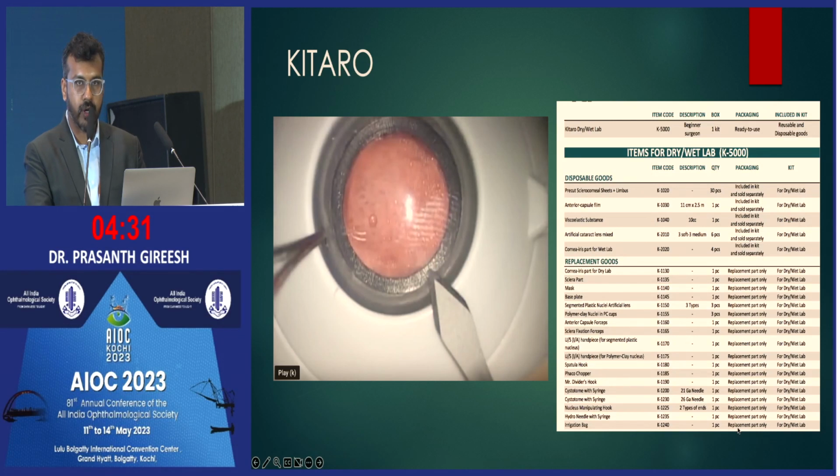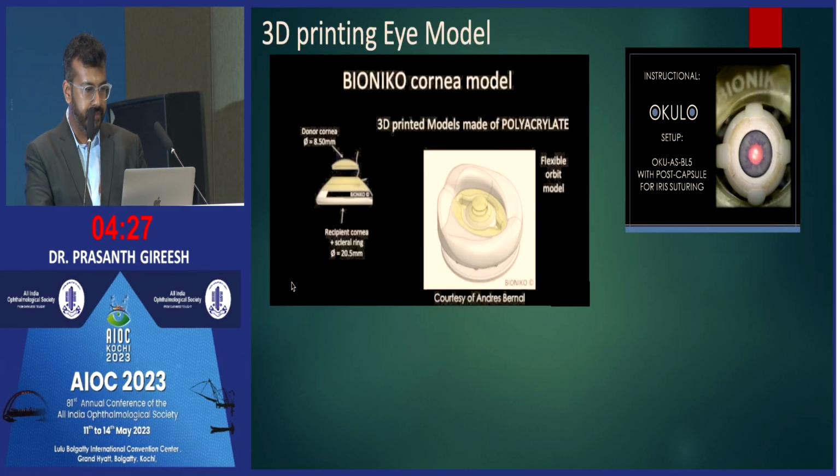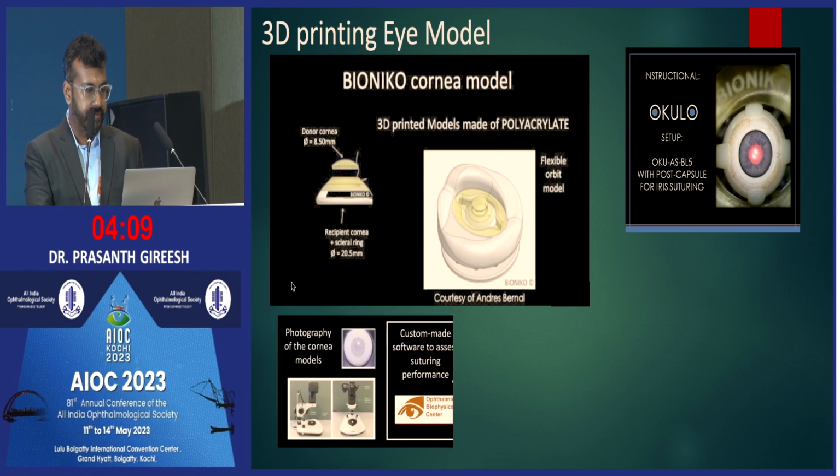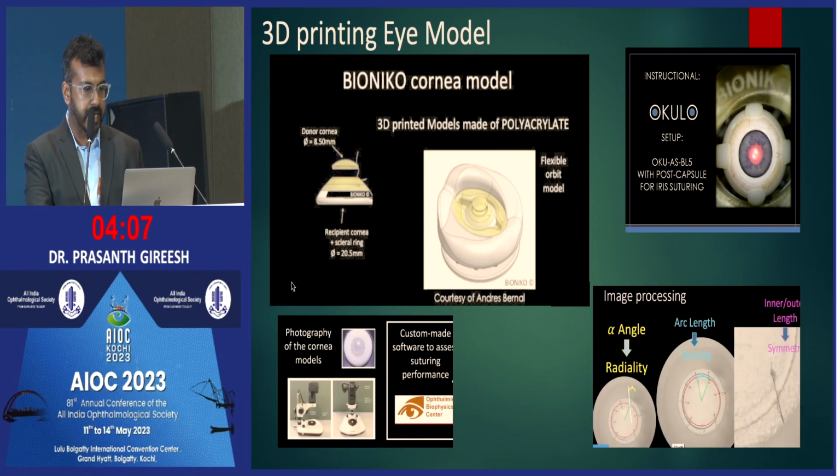And this Kitaro, I think Dr. Akshay has already spoken. The Bionico is a 3D printed eye model, which is actually made of a polyacrylate material. It was first designed way back in 2018 at the Buskin Palmer University. It has various models. It's very flexible, and you can see here. I'll show you the video.